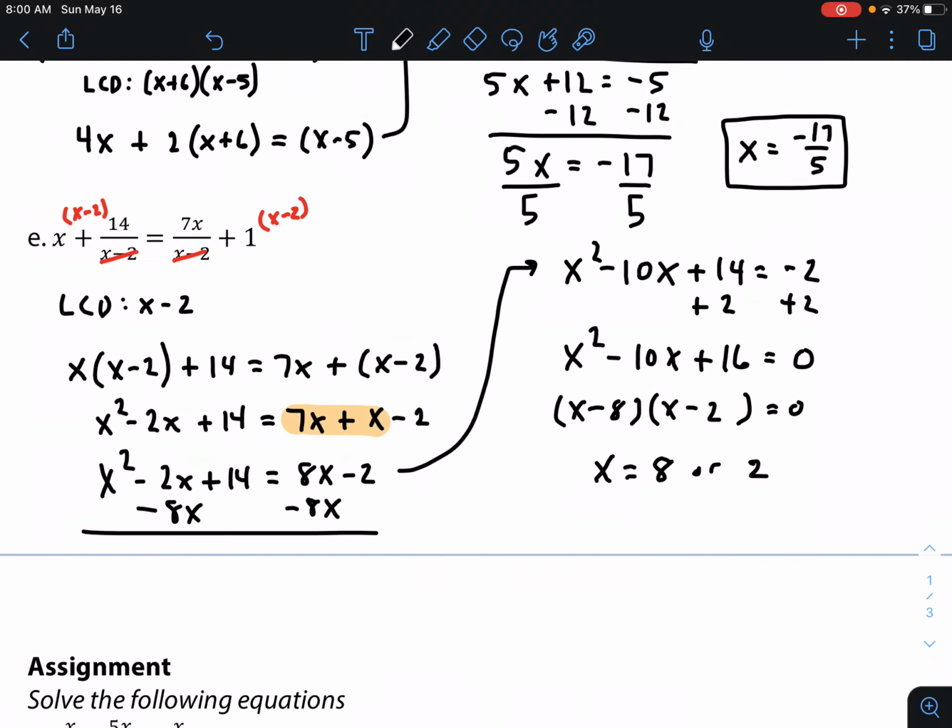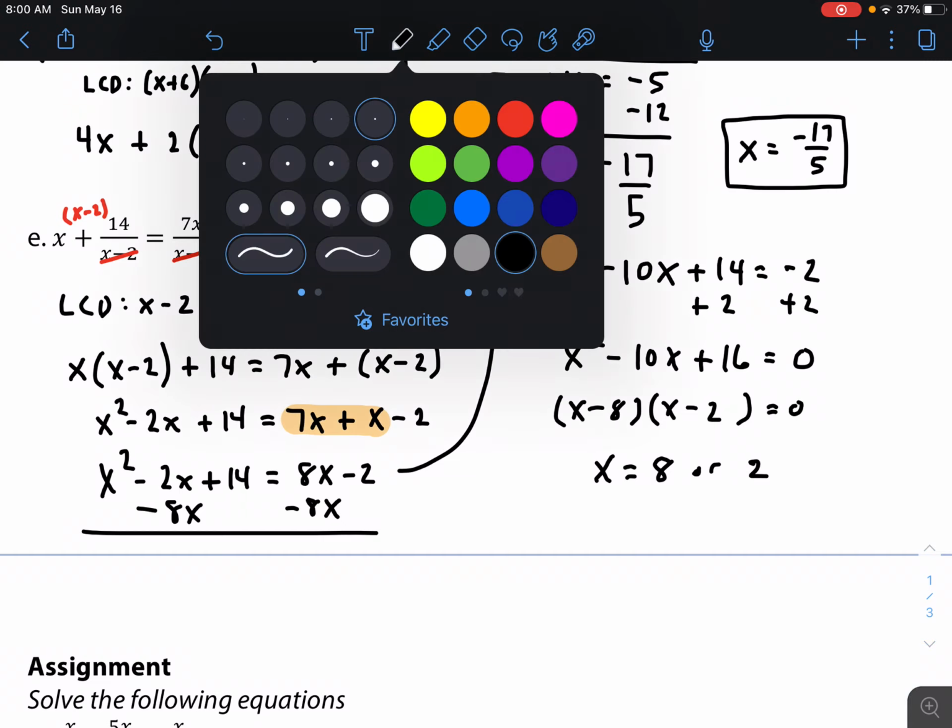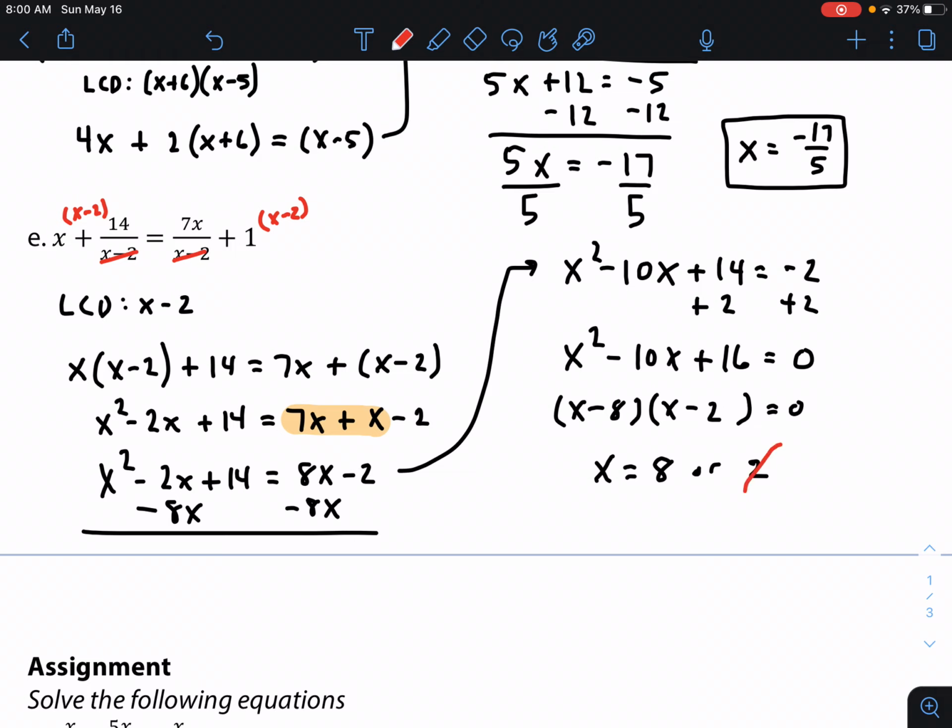And in this case, if we look at that 8, we can plug it into the original equation with no problems whatsoever, because 8 minus 2 is 6, and we can have a denominator of 6. But the 2, if we plug the 2 in there, 2 minus 2 is 0, and we can't have a 0 as a denominator. So that means this answer is eliminated, and my answer is only x equals 8.